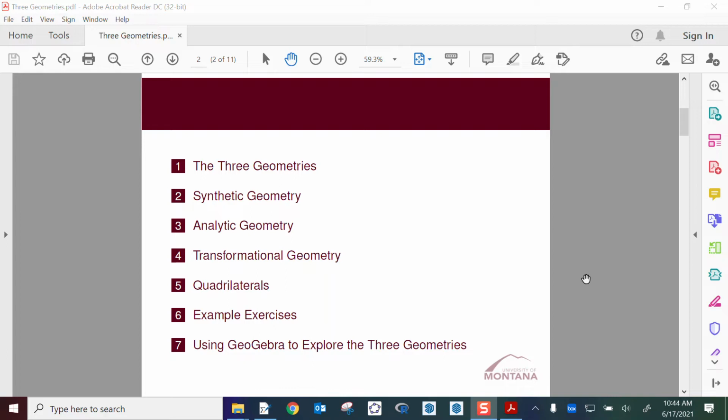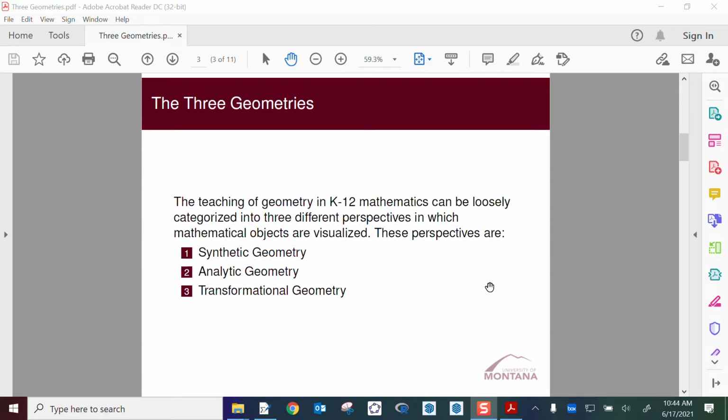So I'll introduce quadrilaterals and then give you an example exercise that has to do with rhombuses that shows three different views of rhombus from synthetic, analytic, and transformational perspectives. And then the last thing I want to do is do an introduction to how these three views are rolled into one using technology, and the technology we'll use to explore that is GeoGebra. And I'll give a short introduction there too. So let's talk about the three geometries.